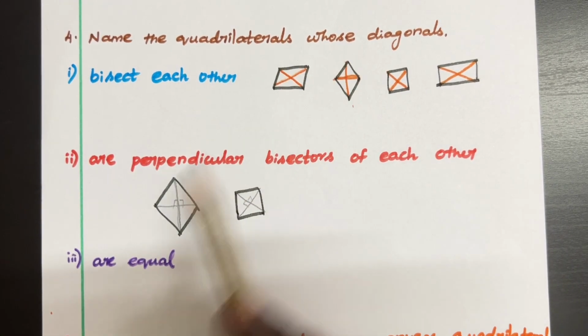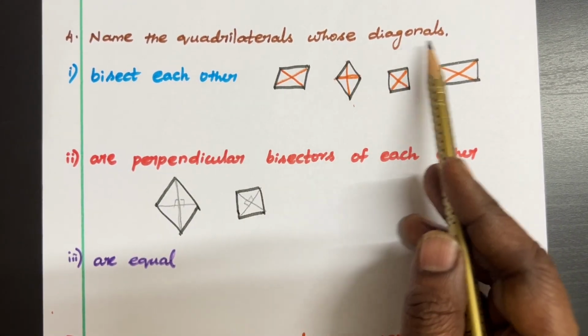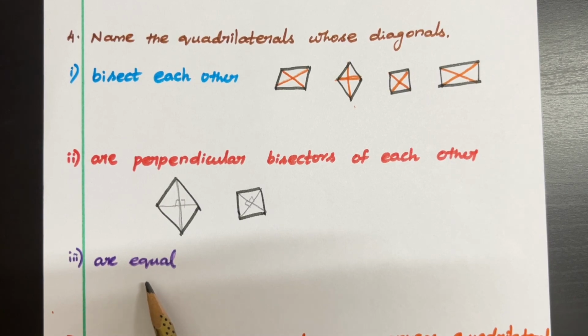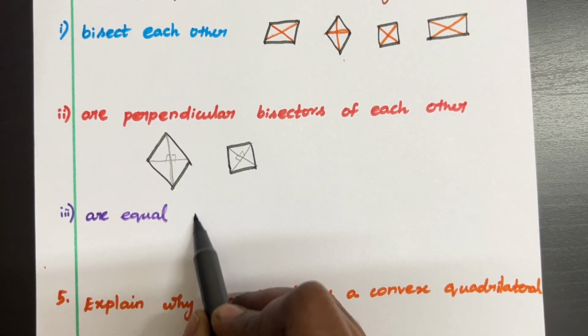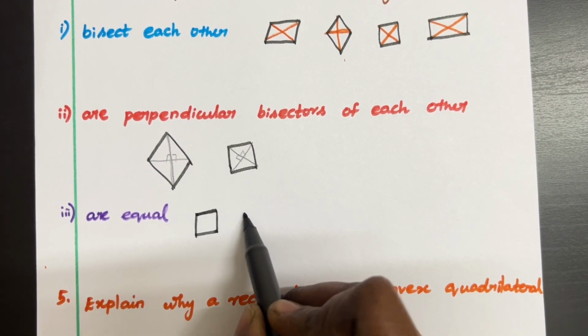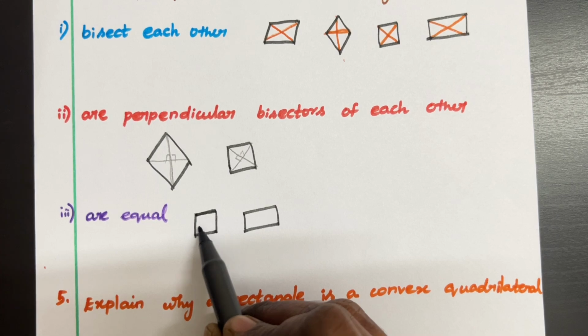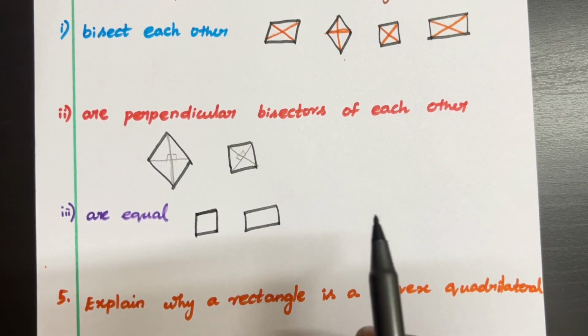Third subdivision, name the quadrilaterals whose diagonals are equal. It's very easy, obvious, right? The diagonals are equal obviously for the square and for the rectangle. The diagonals must be equal.